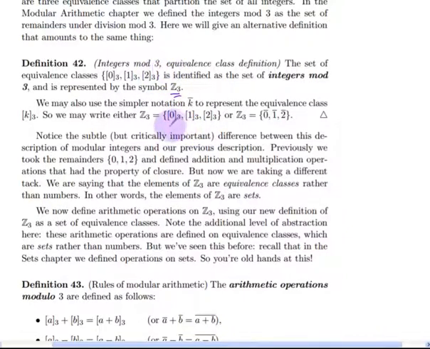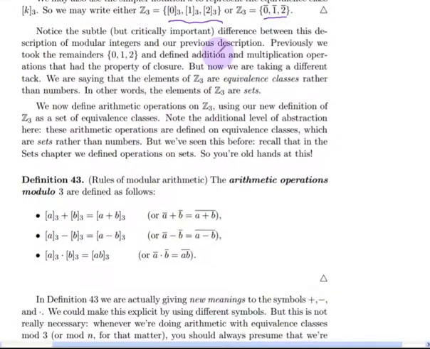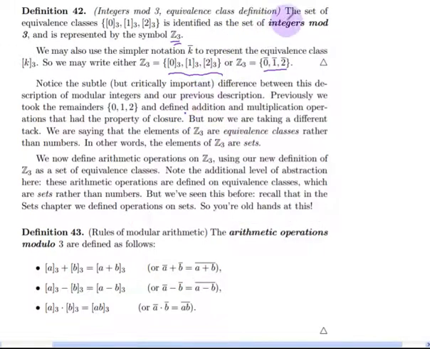2 different notations. Here's one way of drawing the 3 equivalence classes. Here's another way with a bar over it. That means the equivalence class. Now let's define some arithmetic operations on these equivalence classes. Now we have these equivalence classes as mathematical objects, and we can define operations on them.